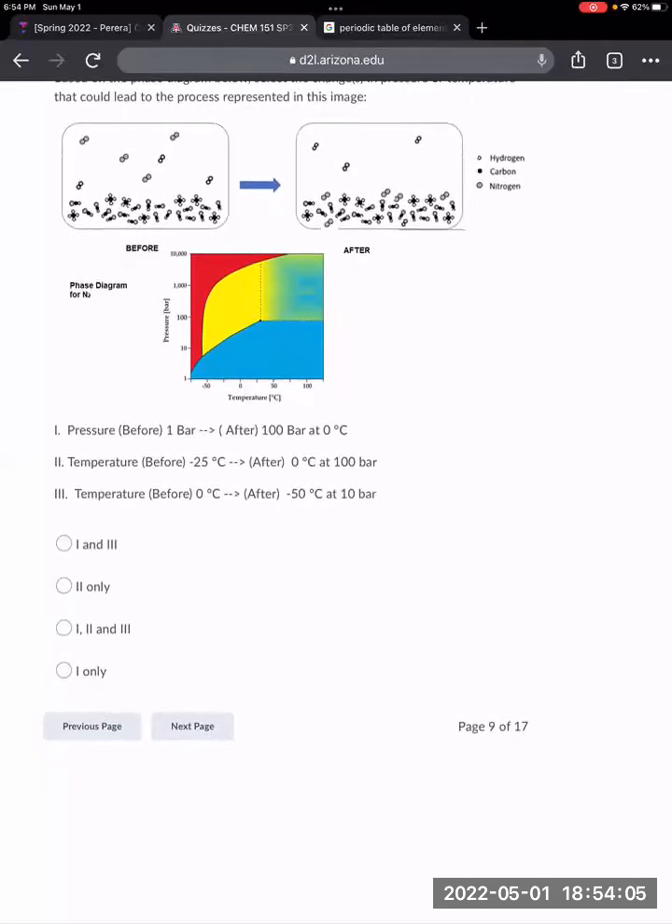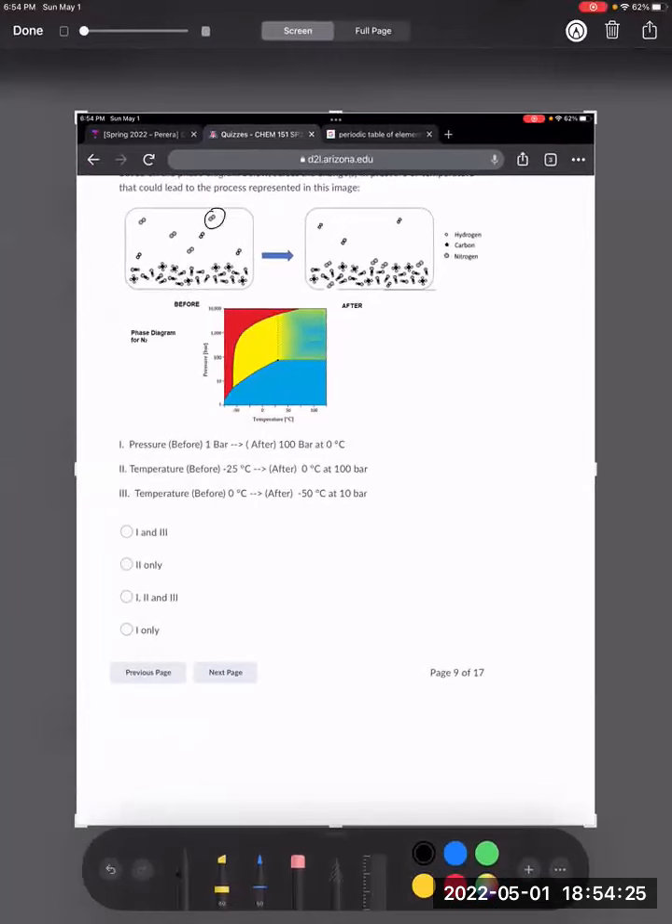Okay, so take a screenshot again. All right, so you're going from nitrogen in the liquid phase to nitrogen in the gas phase. Here are my nitrogen in the gas phase, and now in the after case you have all the nitrogen in the liquid phase. So you are condensing nitrogen. That is what is happening here. So that means you are going from blue region to yellow region.